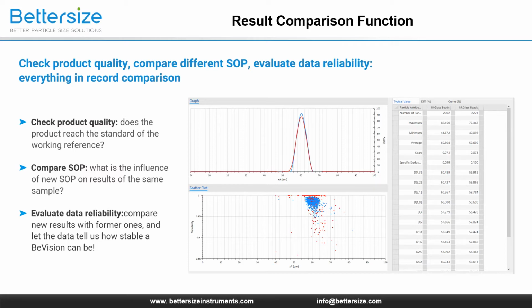The Vision software also permits comparing different results. You can compare the distribution curve, distribution table, and scatter plot of multiple test records. A comparison can check the product quality or help you with comparing the SOP or even evaluate data reliability. There are still many potential applications of the result comparison function waiting to be discovered. We will share those new ideas in future application notes.